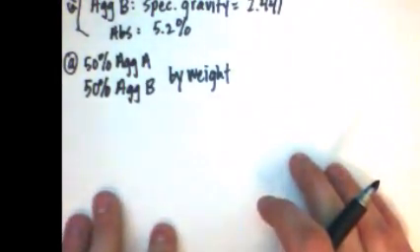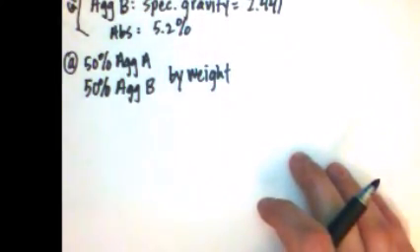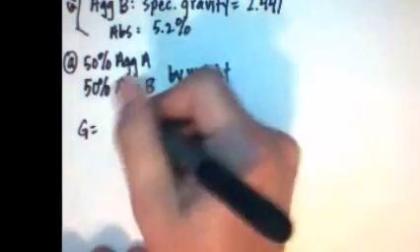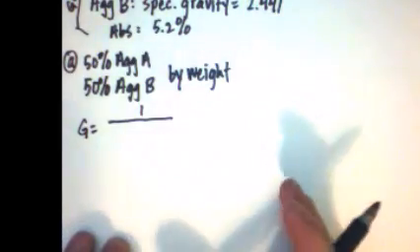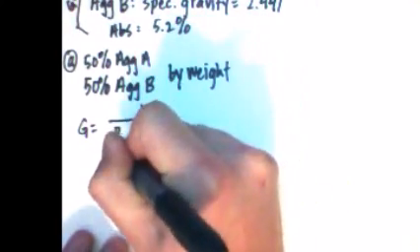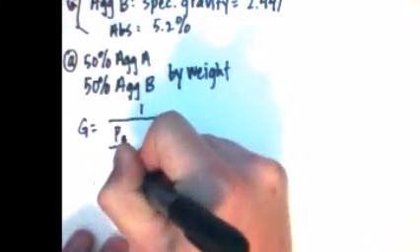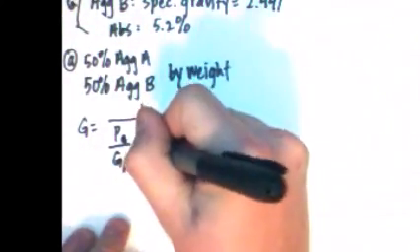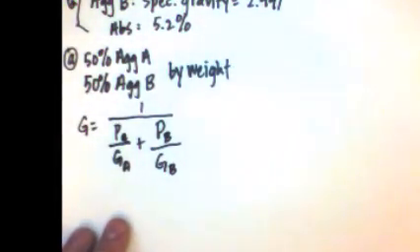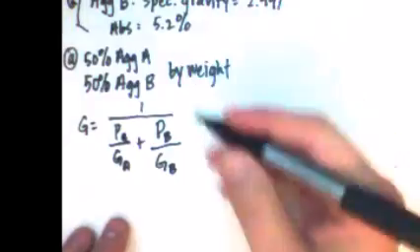With that, what we're going to do is use the composite specific gravity equation, which is G equals 1 over the decimal fraction by weight of the aggregate. So we're going to label that as P over the specific gravity. So this is PA and GA plus PB, the decimal fraction of the weight of the aggregate of B over the specific gravity of B. From here, we're just going to plug in the knowns that we have.